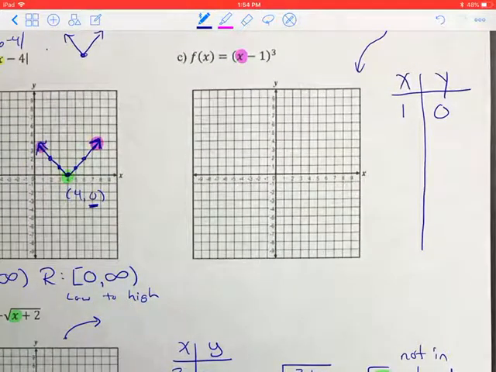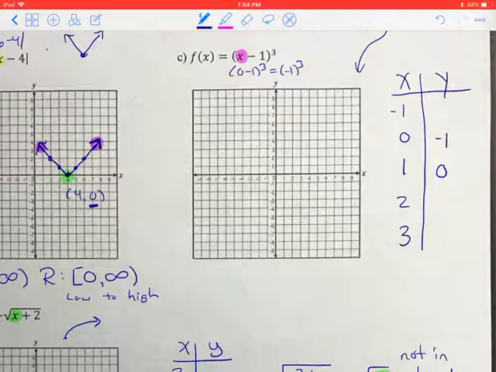Let me zoom in on that. All right, so I should have probably put that in the middle. Let me move that. So I'm going to pick a couple of numbers smaller than 1 and a couple of numbers bigger than 1. All right, so if I plug in 0, 0 minus 1 cubed, that'll be -1 cubed, which will be -1. If I plug in a -1, -1 minus 1 cubed, that'll be -2 cubed, which is -8.